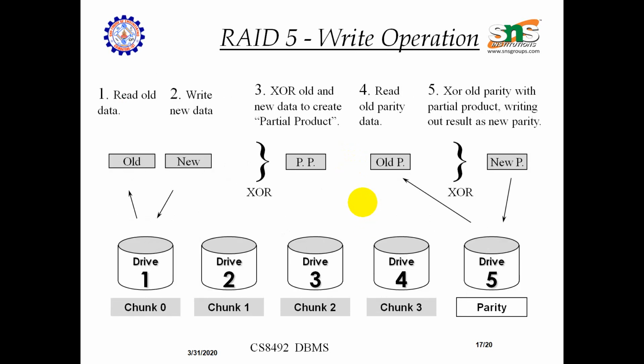Next one, RAID 5 write operation. First, read old data: driver 1, chunk 0, and write new data. So read old data here, write new data here, and store in driver 1. This is chunk 1. Next, XOR old and new data to create a partial product. Next, read the old parity data, XOR the old parity with the partial product, and write the output result as the new parity here. So these two halves are stored in drive 5, the parity bit. This is the write operation for RAID 5.